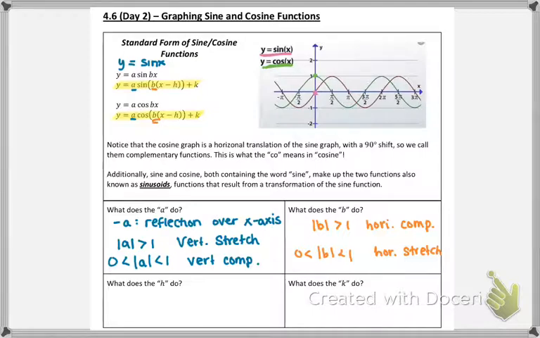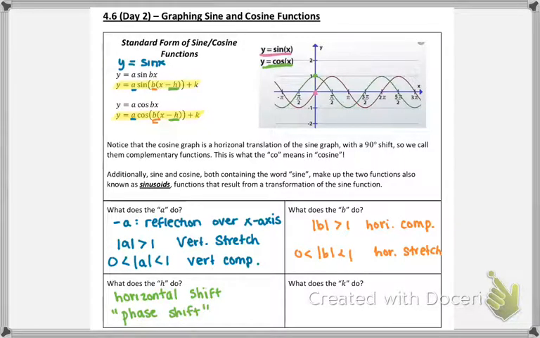So for my h, because it's in the sine and cosine being applied to the x, that's left and right, that's my horizontal. So h is going to be the horizontal translation or shift to the left or to the right. Now for sinusoidal functions, the horizontal shift is actually called a phase shift. So just another term for sine and cosine graphs.